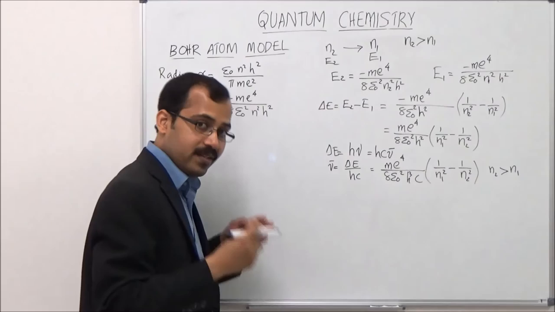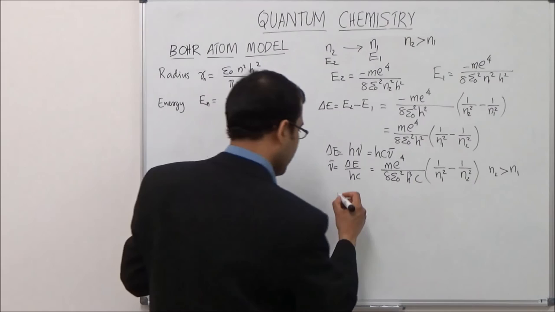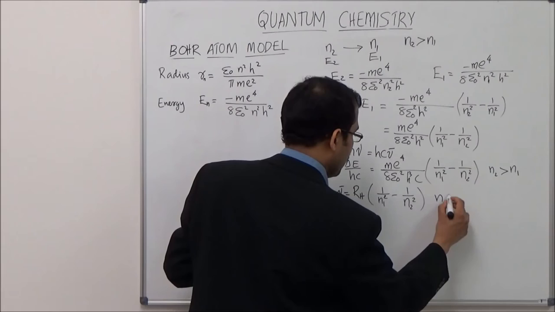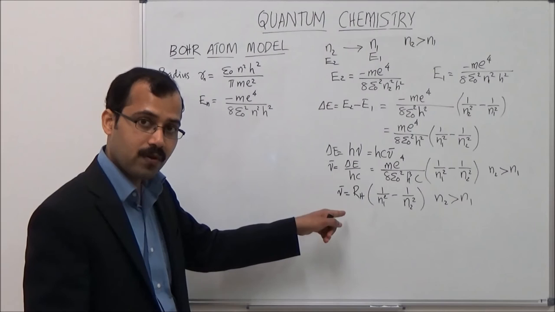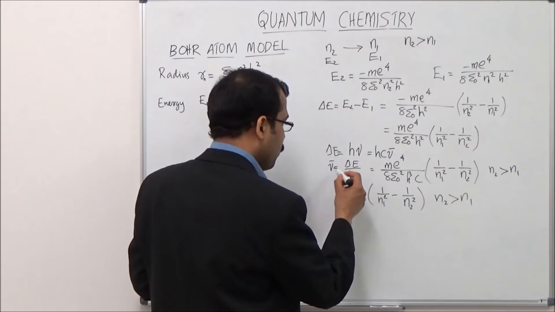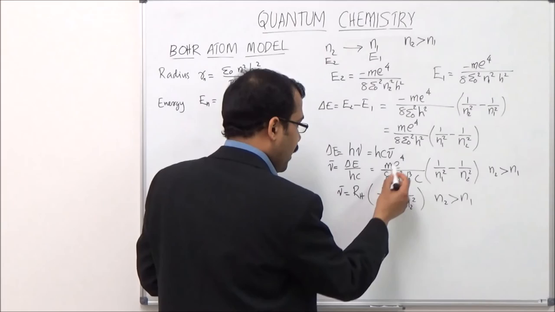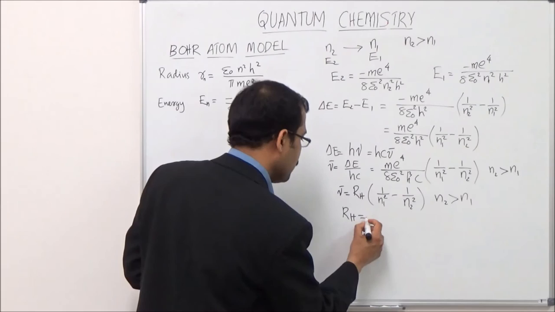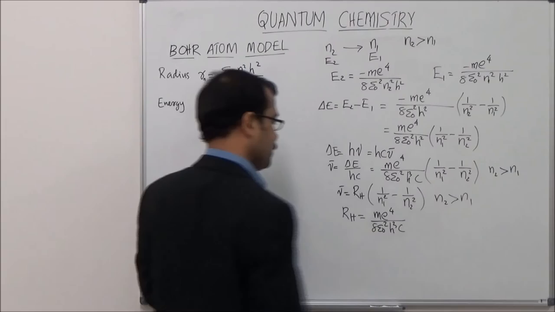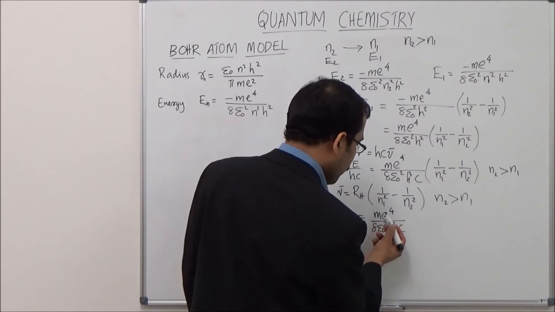We had seen a similar equation, the Rydberg formula. Nu bar is equal to RH times 1 divided by n1 square minus 1 divided by n2 square, where n2 is greater than n1. The Rydberg formula has successfully explained the positions of spectral lines in the emission spectrum of hydrogen. So we can consider that this equation for nu bar, which we derived based on the Bohr model, has a constant in the place of RH, that is the Rydberg constant, RH is equal to m e raised to 4 divided by 8 epsilon 0 square h cube c. Now we can substitute the values of m, e, epsilon 0, h and c in this equation.